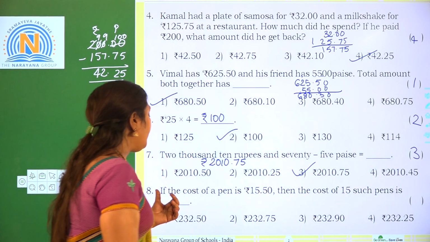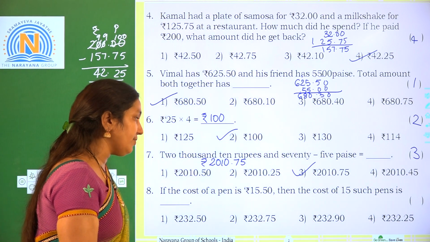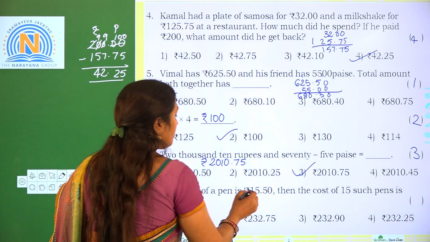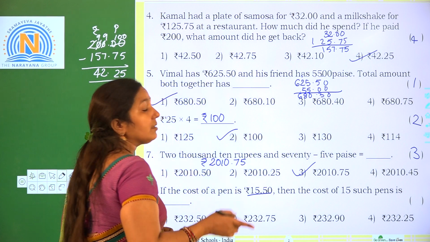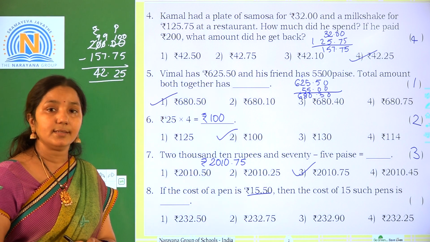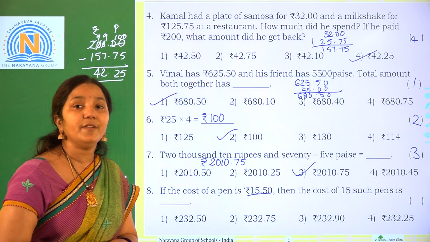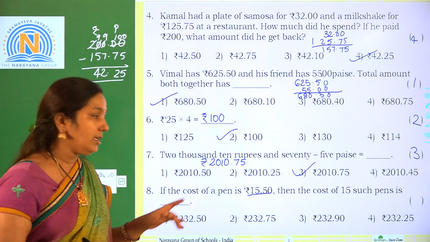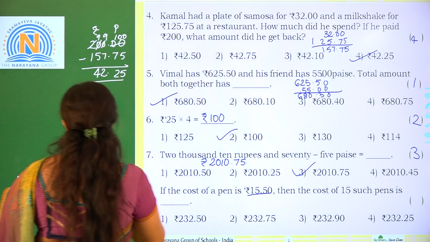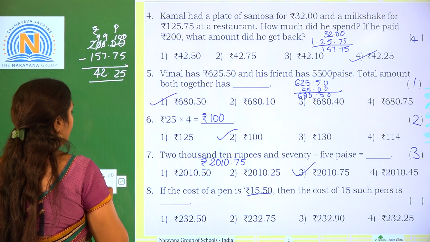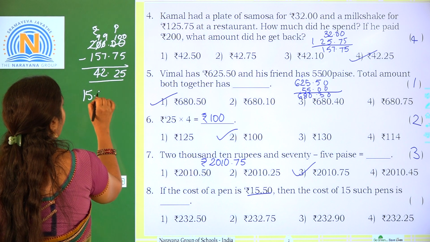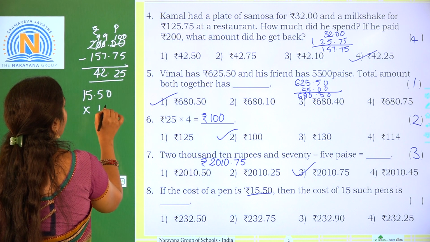Next one. If the cost of a pen is 50 rupees 50 paise, then the cost of 15 such pens is? So you know the cost of one pen. Can we find the cost of 15 pens? Yes. So which fundamental operation will we use, children? That is nothing but multiplication. So we have to multiply 15 rupees 50 paise into 15.